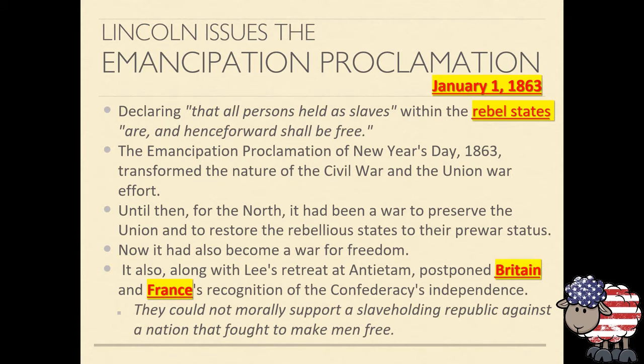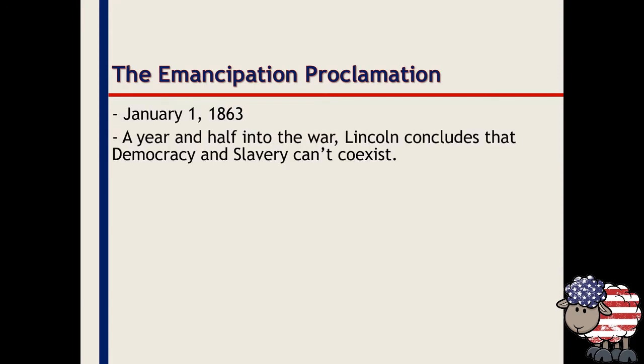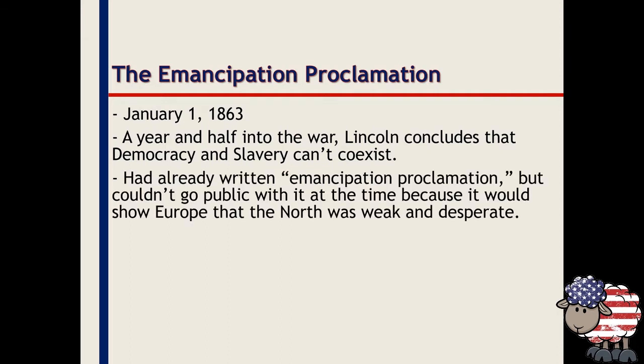Some additional information here: about a year and a half into the war, Lincoln concludes that democracy and slavery can't coexist. He had already written the Emancipation Proclamation, but couldn't go forward with it. Very similar to the Battle of Saratoga during the American Revolution, where the Continental Army had to prove they were worth having the French come in to support them. Similarly, if Lincoln issued the Emancipation Proclamation at the wrong time, it could prove to Europe, like Britain and France, that the North was weak and desperate.